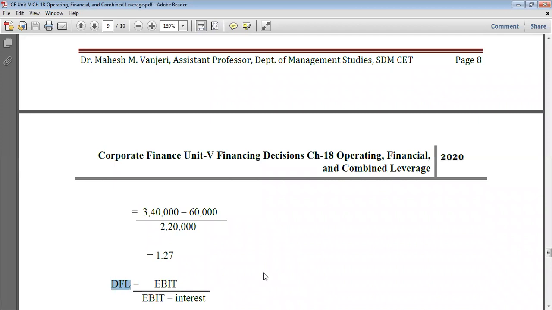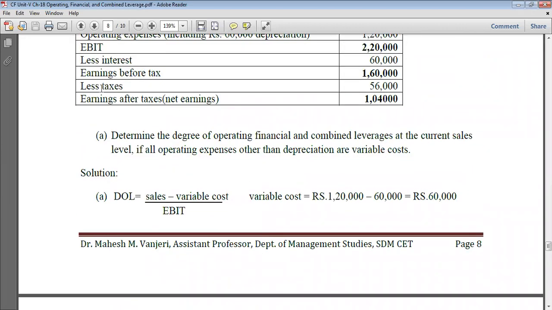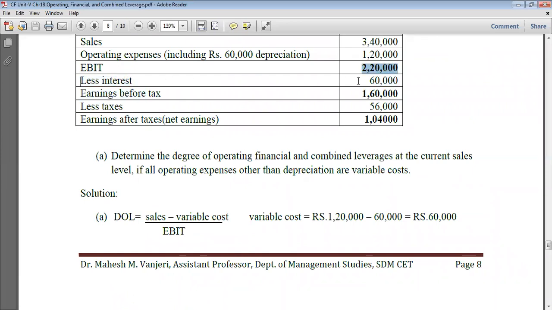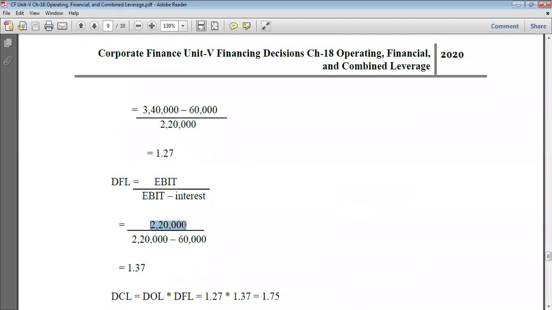So now let's go ahead with the calculation of the degree of financial leverage. Formula is EBIT divided by EBIT minus interest. EBIT we know, which is 2,20,000. In this case, interest is readily given, 60,000 rupees. So 2,20,000 EBIT divided by 2,20,000 EBIT minus 60,000 interest. Once you simplify, the answer will be 1.37. So the degree of financial leverage is 1.37.